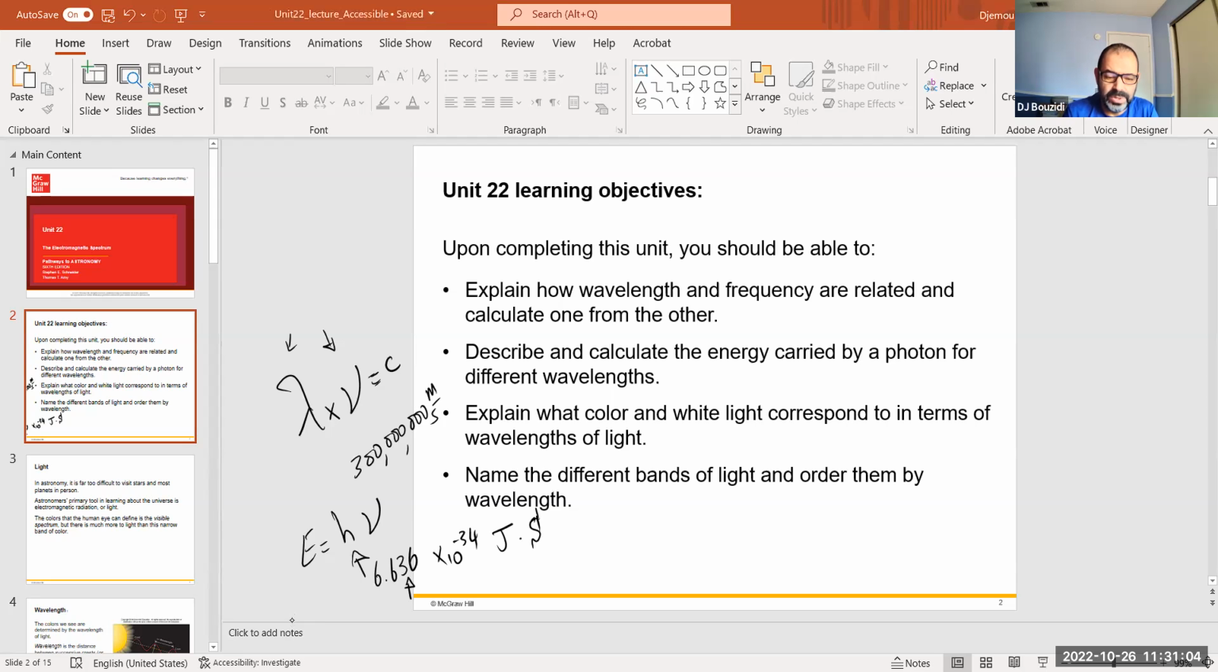So this is a constant. So h is just a constant. h doesn't change at all. This is a constant called Planck's constant.